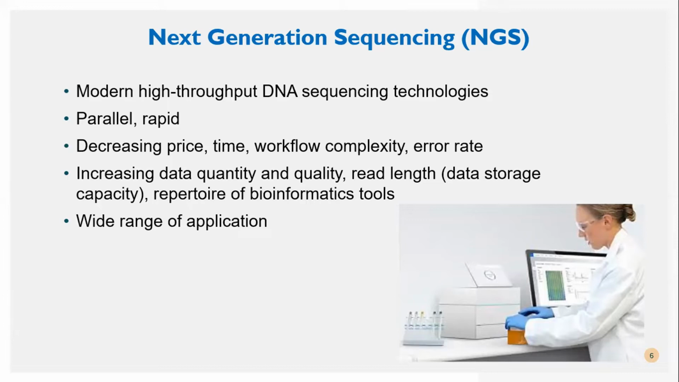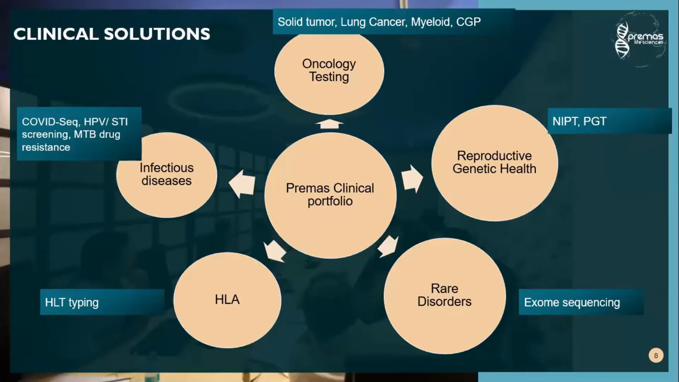NGS is a modern high-throughput DNA sequencing technology which is parallel and rapid. With increasing use over time, error rates are decreasing, the complexity of the entire workflow is decreasing, and many more people are getting into this domain and utilizing sequencing in various other applications and formats. It has a wide range of applications. Some of them are oncology testing, reproductive genetic health, rare disorders, HLA typing, and infectious diseases.